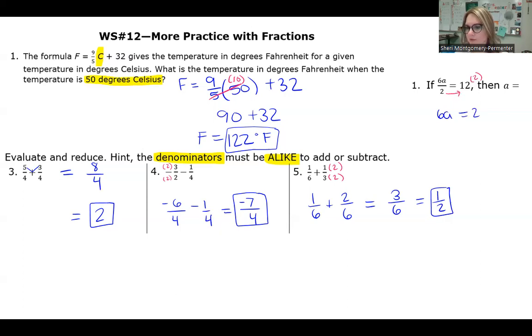Twelve times 2 is 24. And then I just have one last step. What should I do? Divide by 6. What is 24 divided by 6? Very good. So I'm going to give you guys some time to work on that front side.